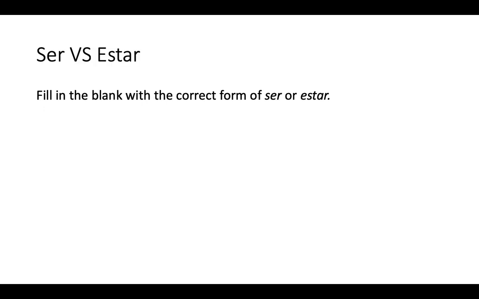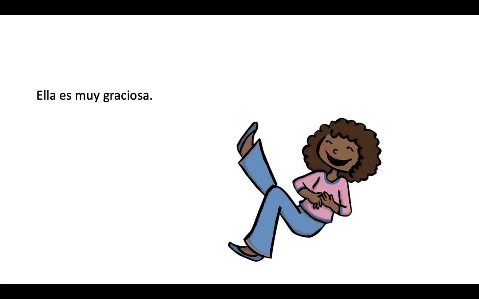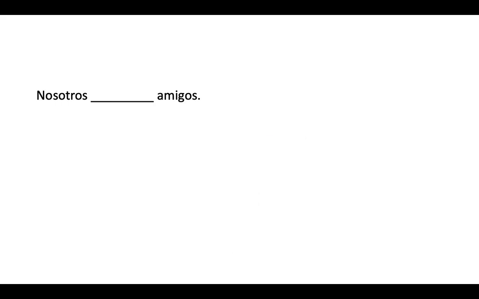This one's going to be a fill in the blank. You're going to fill in the blank with the correct form of ser or estar. So for this one, you've got to choose between them and conjugate the verb. I'm a student. Yo soy estudiante. She is very funny. Ella es muy graciosa. We are friends. Nosotros somos amigos.